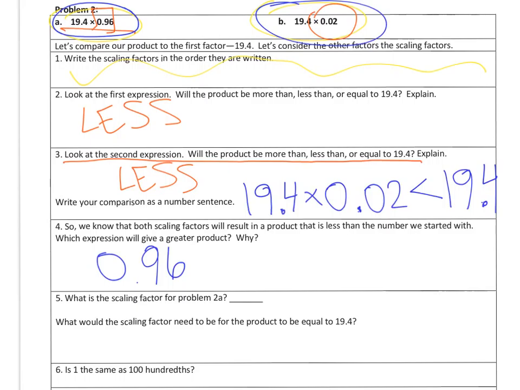So what's the scaling factor for problem 2a? For problem 2a, right up here, the scaling factor is again 96 hundredths. What would the scaling factor need to be in order for that product to equal 19 4/10, to equal what we started with? Well, the scaling factor would have to be 1.